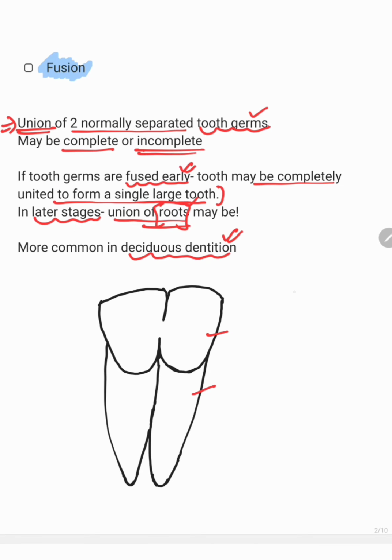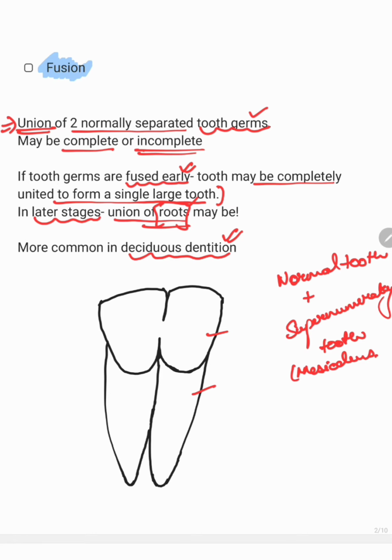It may also occur between a normal tooth and a supernumerary tooth like mesiodens, distomolar, etc., right? So it is different from gemination. In gemination there was a division of a single tooth germ, but in fusion there is fusion or union of two separated tooth germs basically, right?